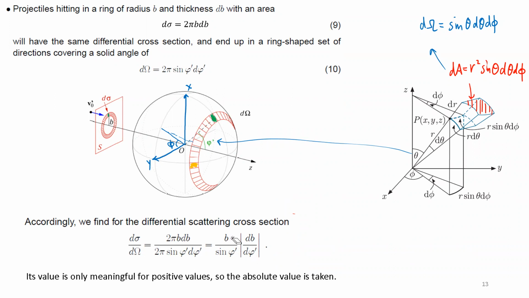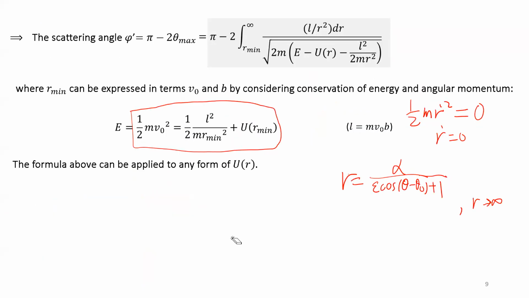Okay. Then the question remains: how do we find the relation between the impact parameter b and the scattering angle φ'? That would depend entirely on the nature of your central force, right? So whether it's 1/r², 1/r³ or other things. Different kinds of central force will give you different relations between b and the scattering angle φ'.